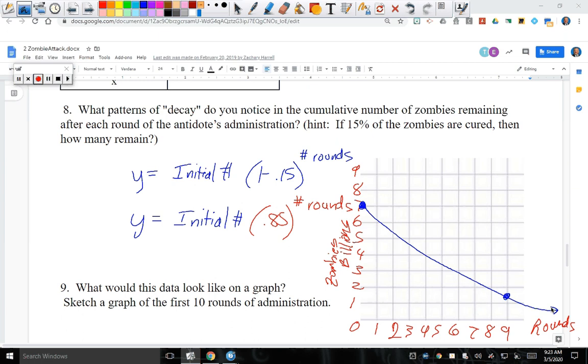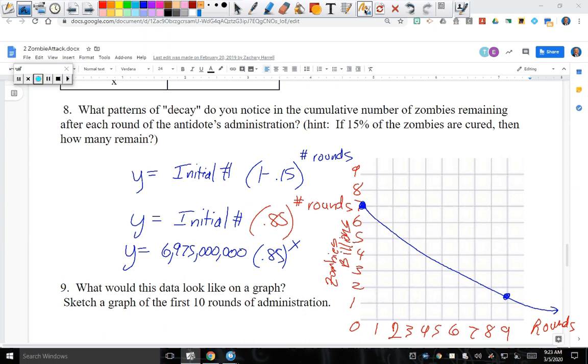Alright, so number 9, that's just the sketch that I showed you as number 9. Let's move on to number 10, where it says write an equation to model. Well, we kind of already did that. Number 10, guys, is just plugging in that number, 6,975,000,000 times 0.85 raised to the x power. That's for number 10.